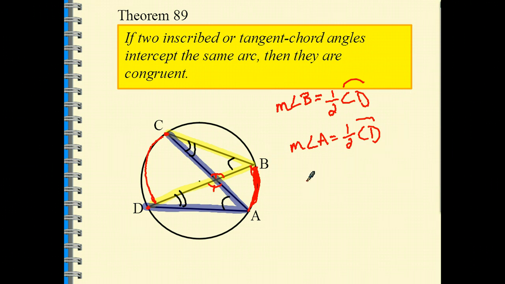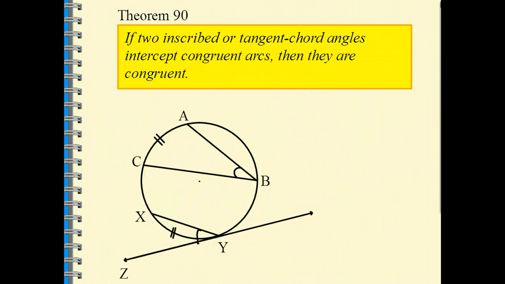So if I were to tell you that, hey, the measure of angle B is equal to 20 degrees, well, then you could tell me the measure of angle A, and if you had more information about the measure of angle C or D, you could conclude more.